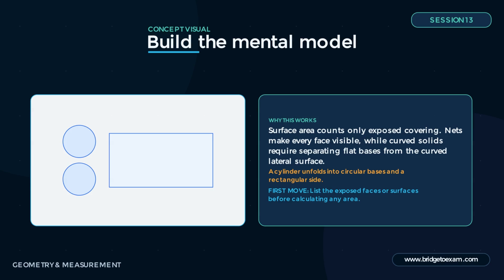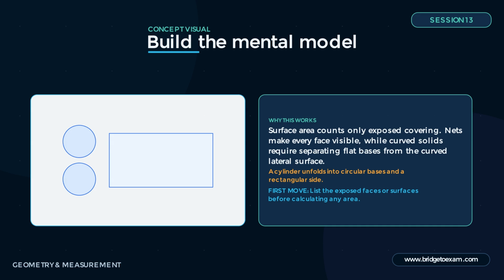Here's the central reasoning. A closed 5 by 3 by 2 box has surface area 2 times (15 plus 10 plus 6), which equals 62 square units. If the 5 by 3 top is open, subtract 15, leaving 47 square units. Surface area counts only exposed covering.